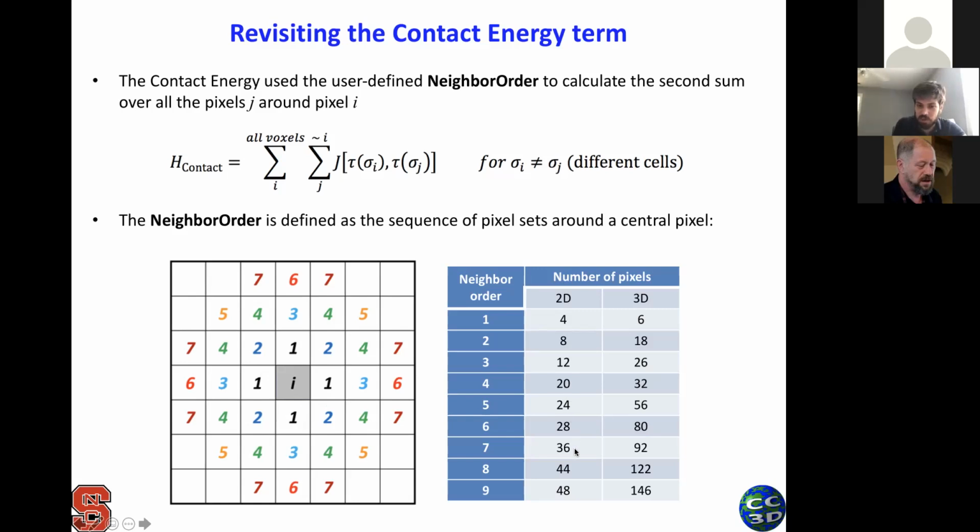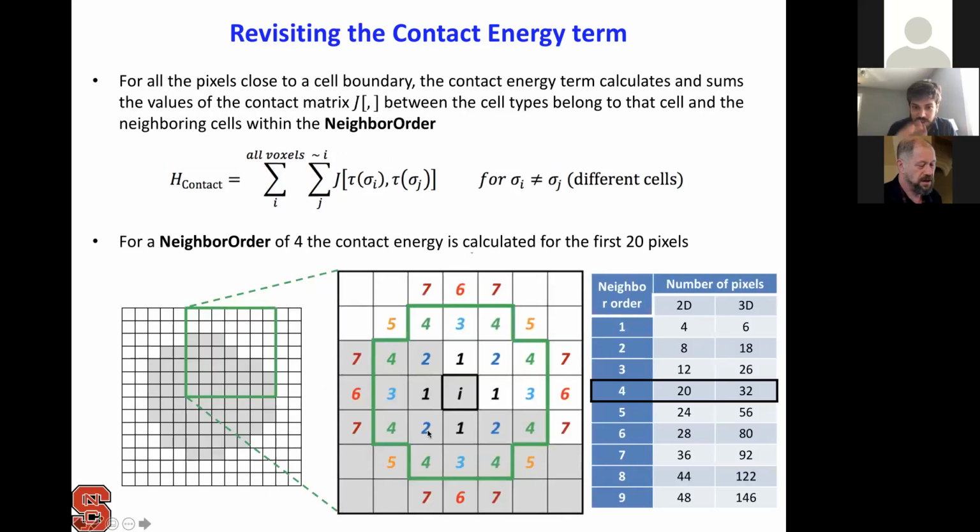And the total number of pixels which you actually use to calculate your contact energy term keeps increasing as you keep having higher and higher neighboring orders. Okay, so again, for a neighbor order equal to 4, you look at these first 20 pixels around the pixel that's being flipped at the moment. Does this make sense?